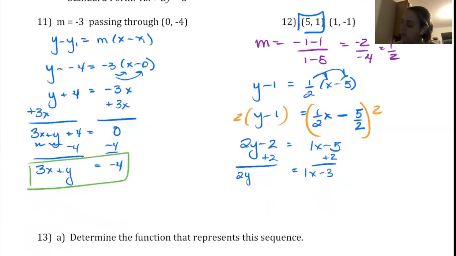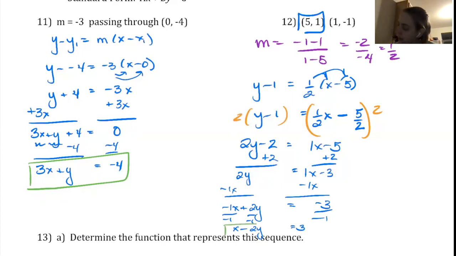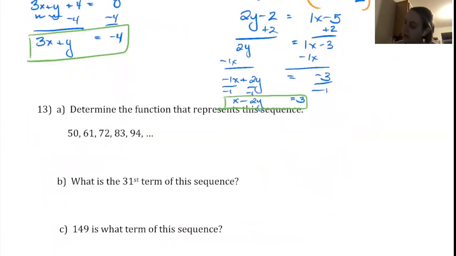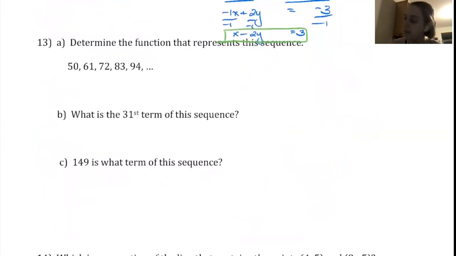Now, at one point, we were solving for y, so we would divide by 2, but that would just take us back to where we started. We don't want that. I'm going to subtract the 1x on both sides. So negative 1x plus 2y is equal to a negative 3. Now, in order to get that x term to be positive, which is what we need, we're going to divide everything by negative 1. So this becomes x minus 2y equals a positive 3. And that's standard form.